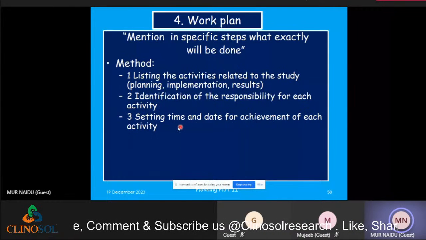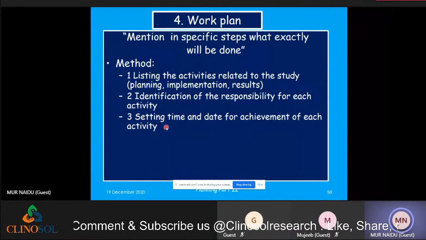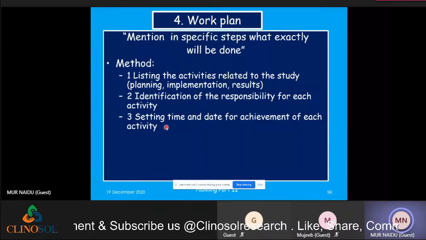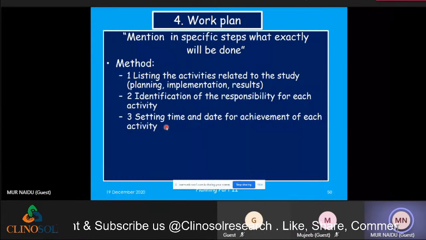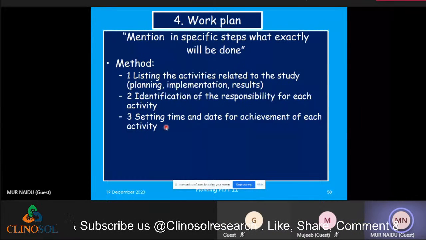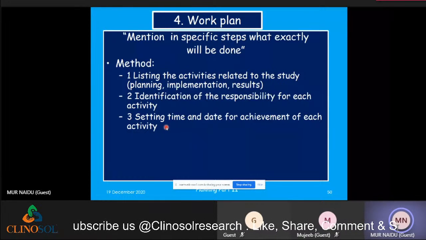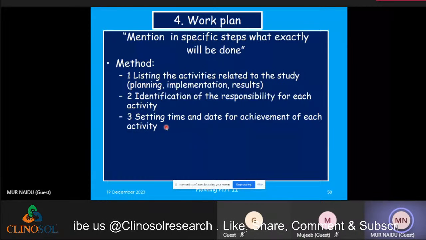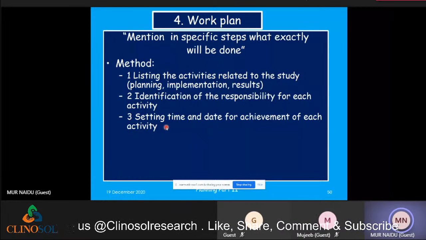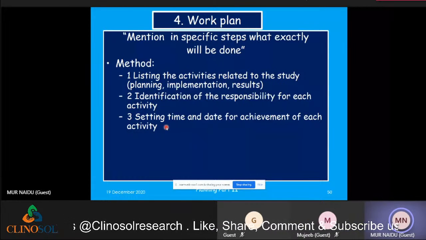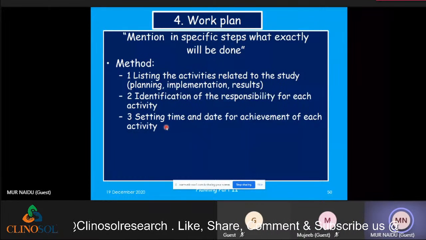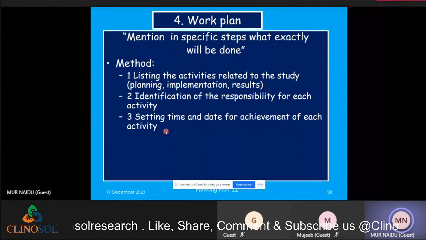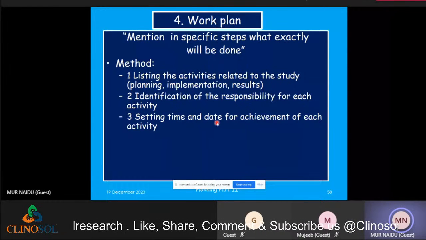Setting a time and date of achievement. If you are not doing this, it will be very difficult to complete the particular study. So a timeline for each activity: when you are completing the recruitment of all people, when you are going to complete the data, when the data will be measured, when the result will be done, everything should be on a timeline and it should be monitored properly. Otherwise, there is no end.